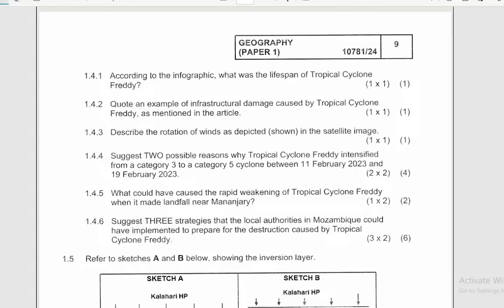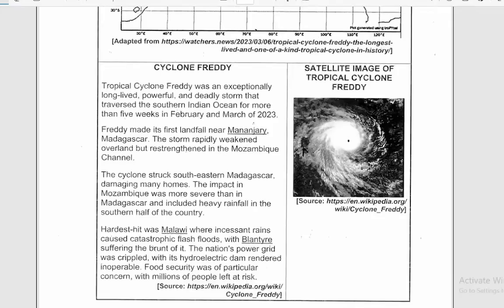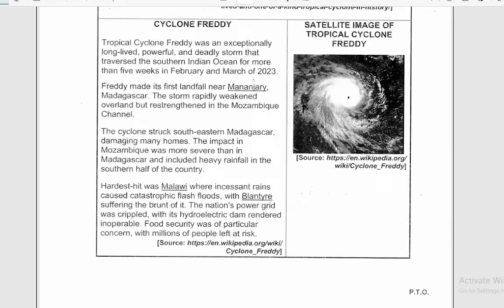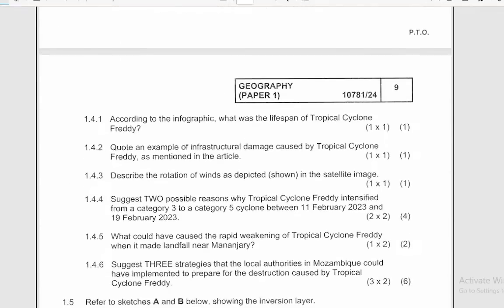So the response for that question, we find it here. It says deadly storm, weekend workout, exceptionally long-lived. Right. The response is: it was an exceptionally long-lived and deadly storm that traversed Southern Africa and the Indian Ocean for more than 5 weeks. Our response is here. It lasted for more than 5 weeks. That is where we're getting our response for the first question. Move to the next question.